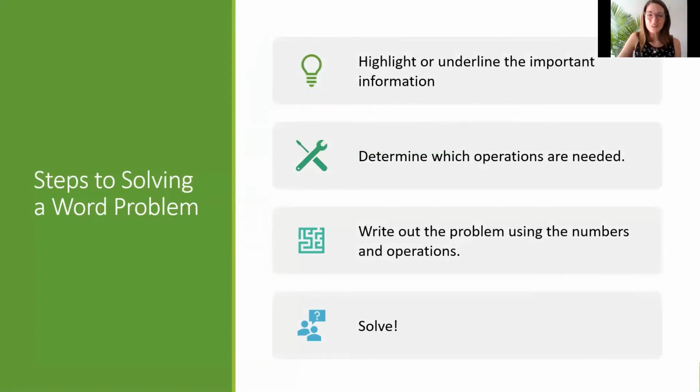So today we'll start with our steps to solving a word problem. If you see a word problem, the first thing you want to do is identify the important information. I'd recommend that if you can write on what you're working with, circle it or highlight it or underline it so that you can always go back easily to that information. The second thing we're going to do is determine what operations we need to use, and then write out that problem using the numbers and operations. So we'll take it out of our initial words and bring it into numbers and math concepts. And from there, we'll be able to solve.